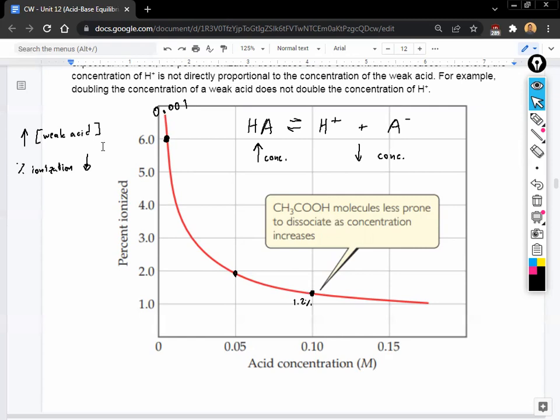So I'll give you a second to write that down, but just to preview what we're going to do next, the next problem we're doing is we're going to mathematically prove this. We're going to prove that as we increase the concentration, mathematically it's going to decrease the percent ionization. Any questions about this? All right, if not, let us move on.